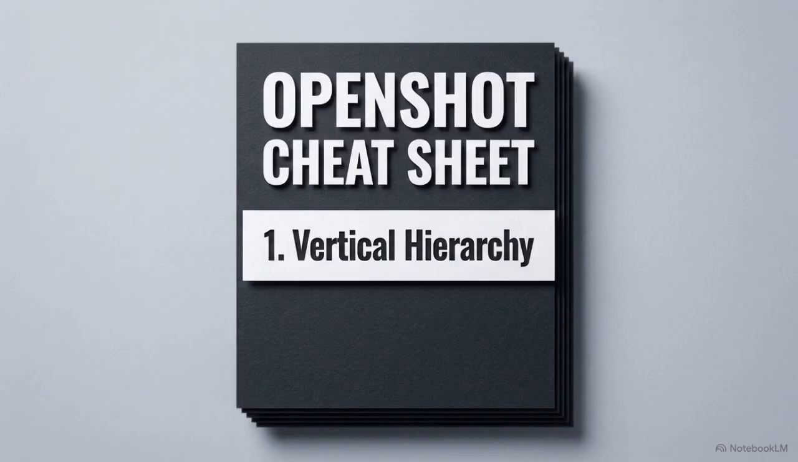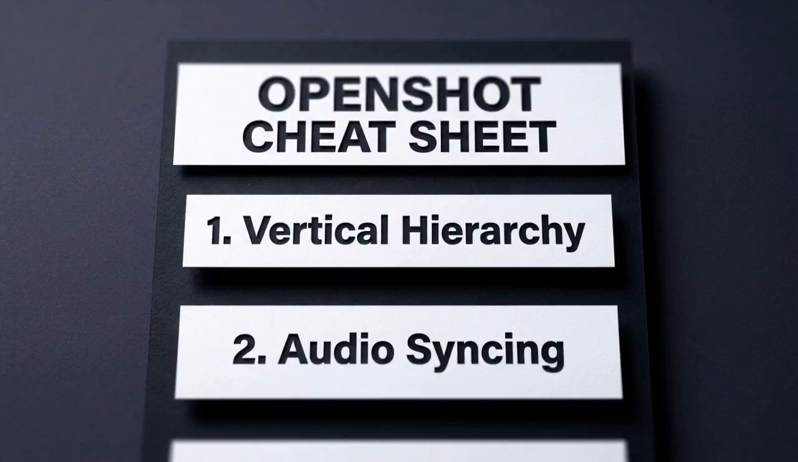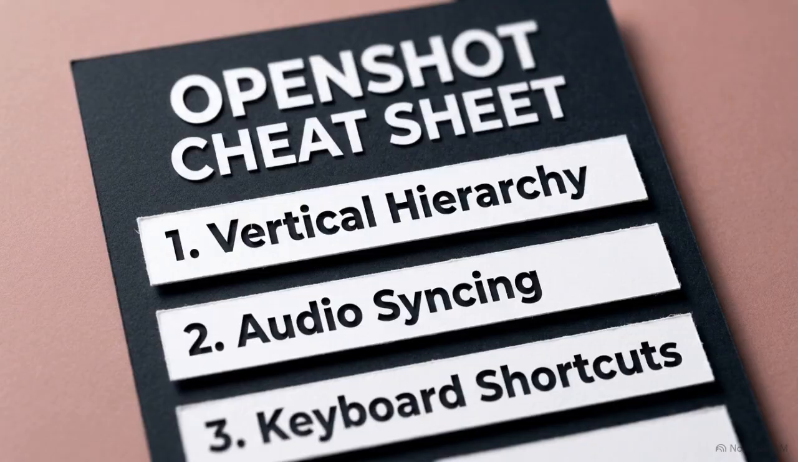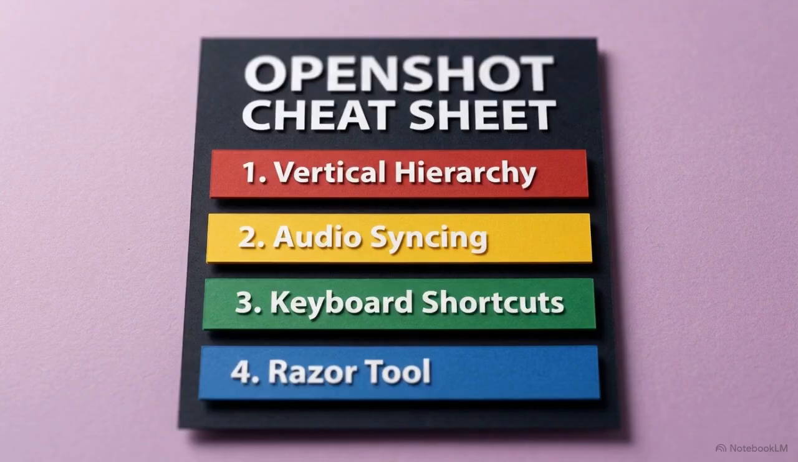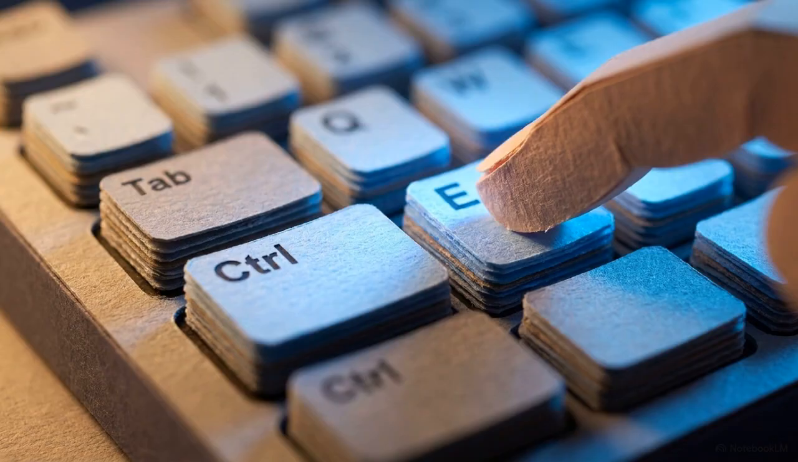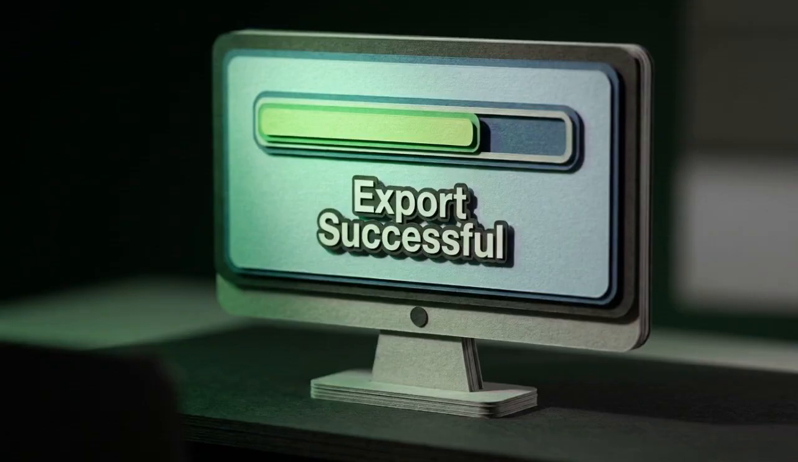This cheat sheet reviews the workflow. Foreground graphics go on the top tracks. Zoom in to locate audio peaks. Navigate with spacebar and arrow keys, and execute precise cuts with Ctrl-X. Press Ctrl-E to export your completed sequence. You now possess the foundational mechanics to sync, stack, and time any educational video in OpenShot.